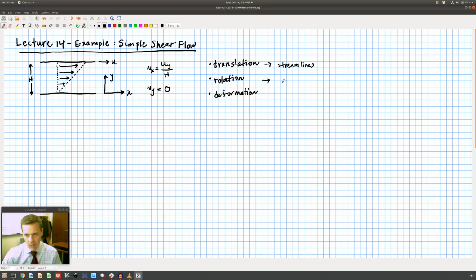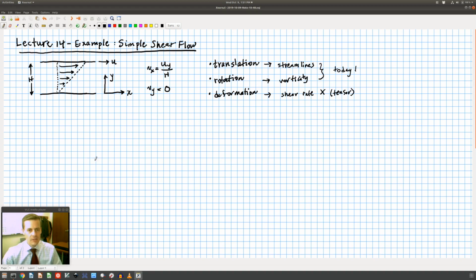For rotation, we have vorticity. And then for deformation, we have the shear rate. These two, streamlines and vorticity, are what we're going to calculate today. The shear rate we're not going to do, because we'll see we will need a tensor to do it, so we're not going to do that today, but this we will do today.